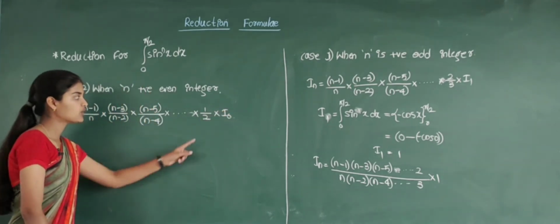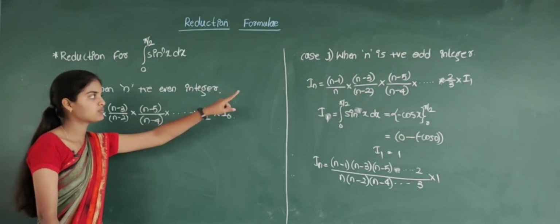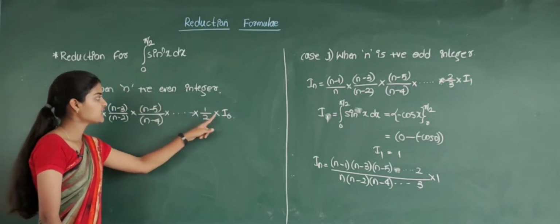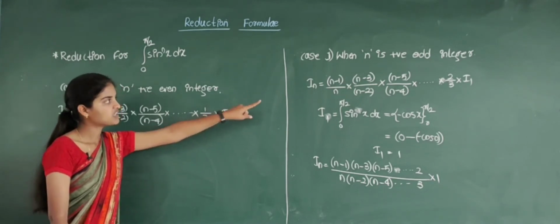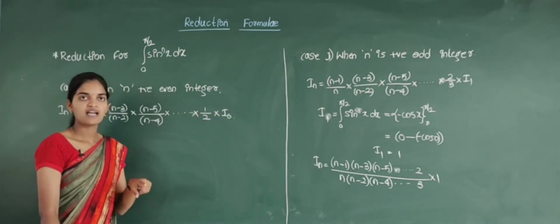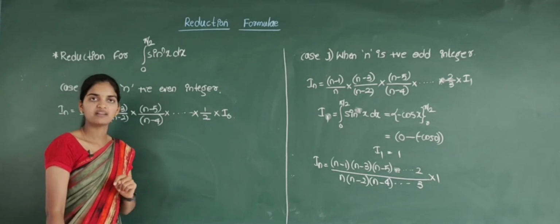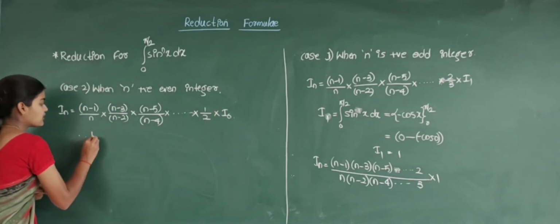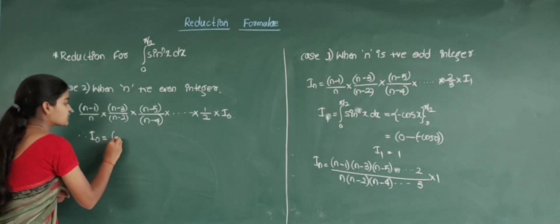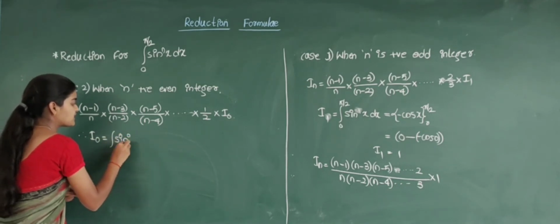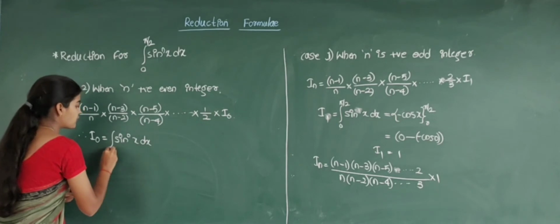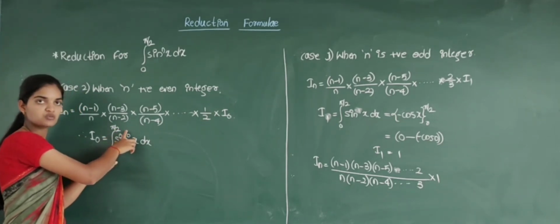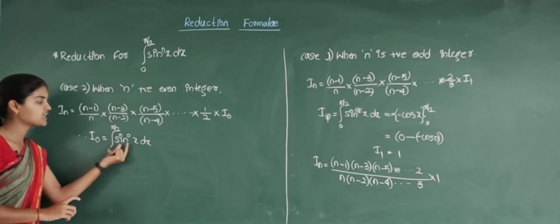While writing the last terms, you have to remember in both cases: in the even integer case we will get I naught, and in the odd integer case we will get I1. As we have found the I1 value, here we have to get the I naught value first. So I naught is equal to the integration of sin raised to 0x dx from 0 to pi by 2. Now any value raised to 0 is 1. Then we will get integration of 1.